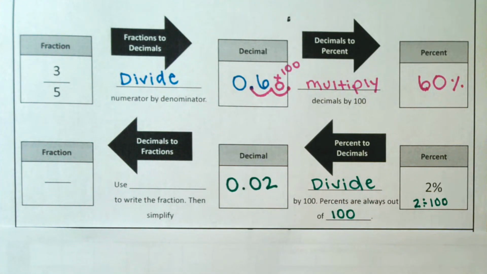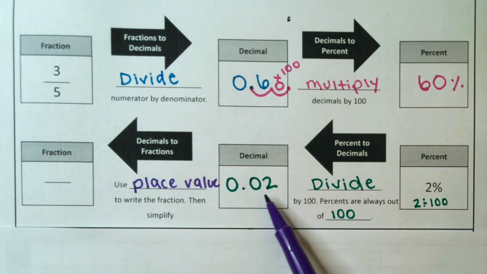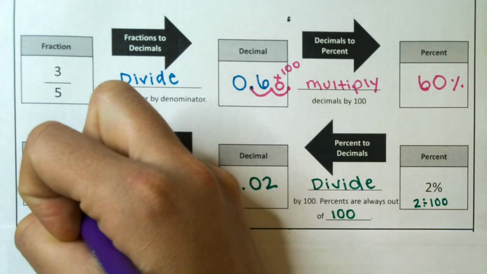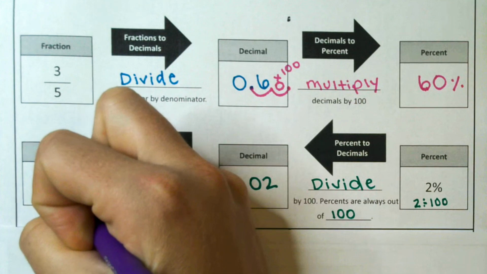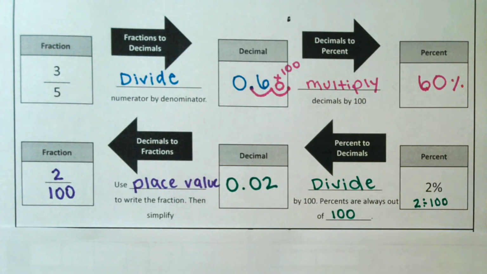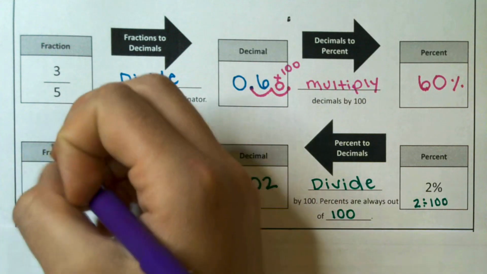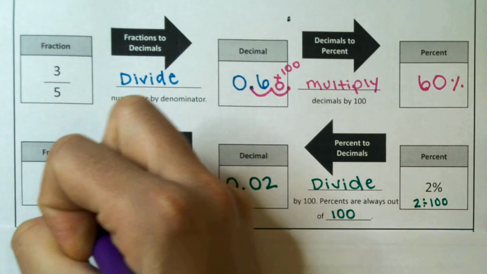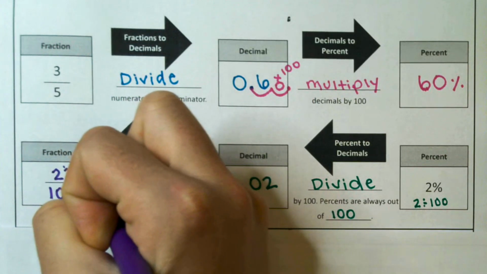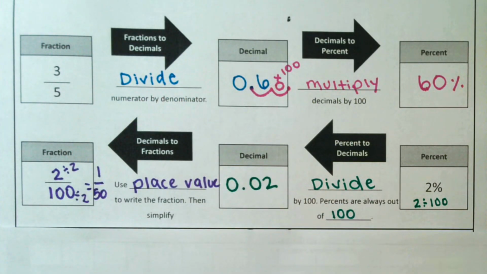Now that comes into play when we're converting from a decimal to a fraction, because we are going to use place value to write the fraction. If we have 2 hundredths, I can write that as 2 over 100. If we wanted to simplify, we could divide both of these by 2 and get 1/50th. Both are equivalent. If this isn't quite clicking just yet, don't stress out. We're going to practice some more.